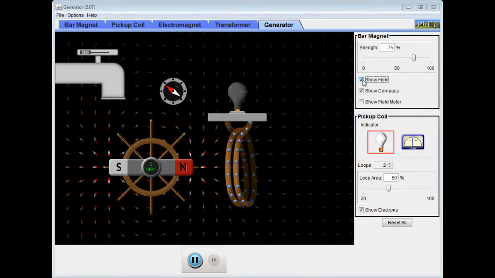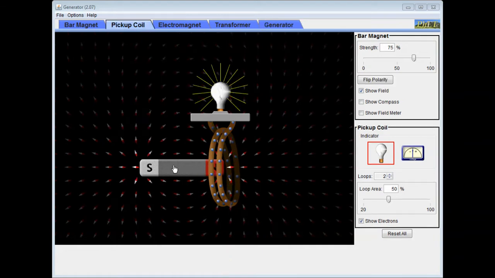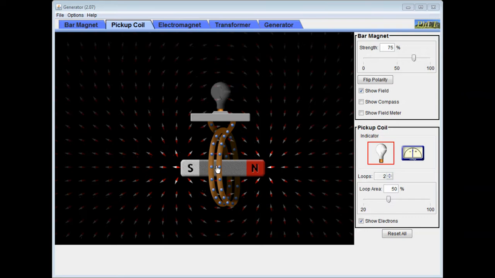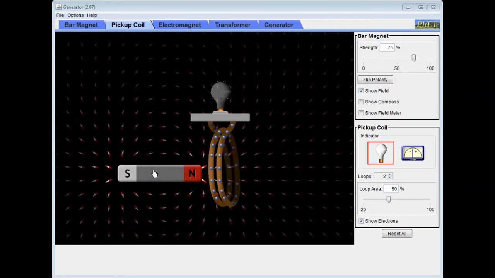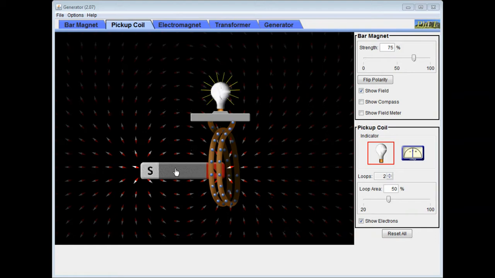In the last video, we talked about how having a changing magnetic field line in the presence of a coil of wire is essential in order to get electrons to move. We talked about how if we could get a magnet to move in the presence of a coil of wire, we could influence the electrons to move in a push-pull type fashion.